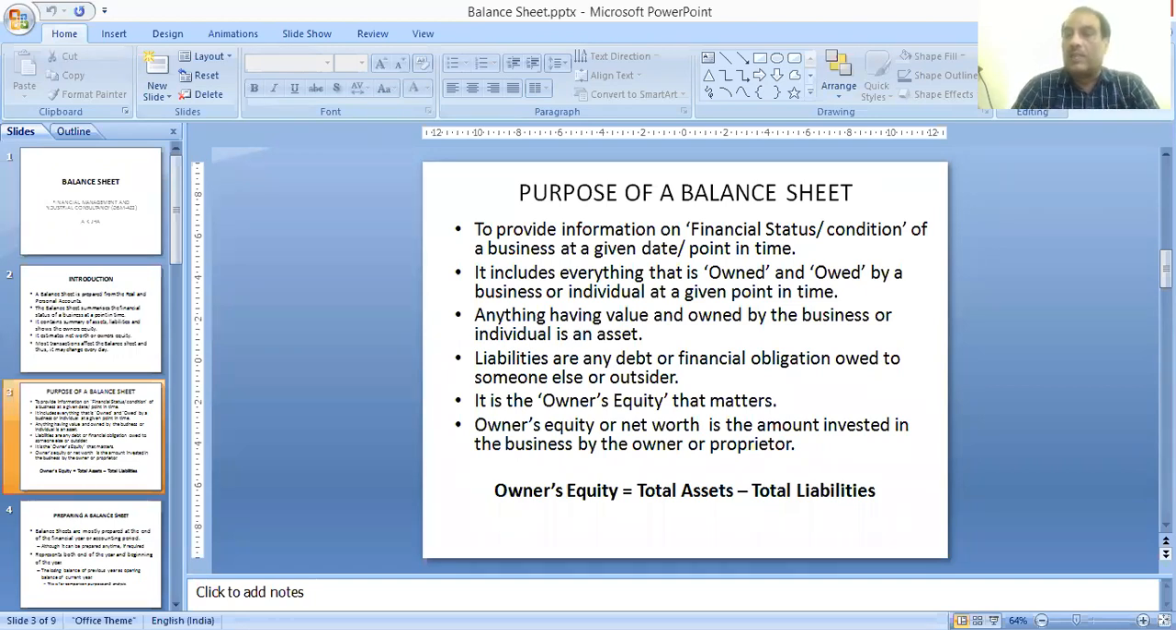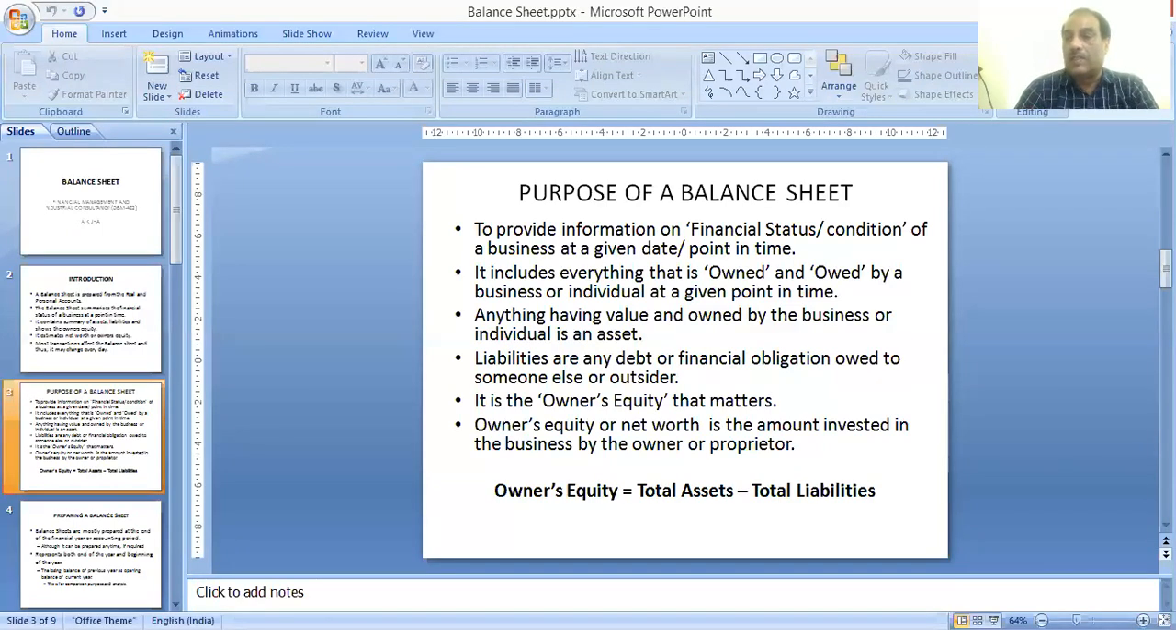So anything which is owed to outsiders, which is to be paid to outsiders, is a liability. It is the owner's equity that matters, because it is the actual indicator. It gives the actual status of the business, where the owner stands. What is in the hands of the owner? What is actually there with the owner left? So that is the owner's equity. That is the net worth that matters.